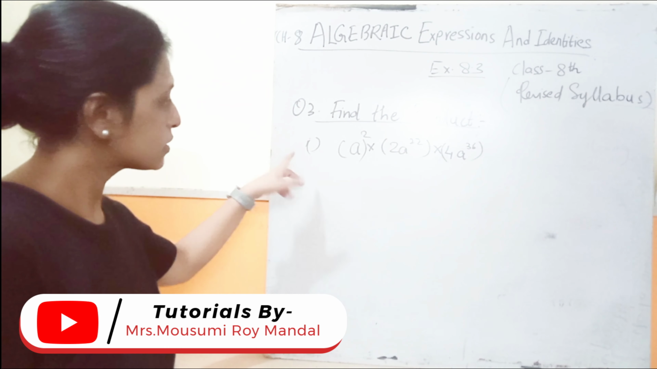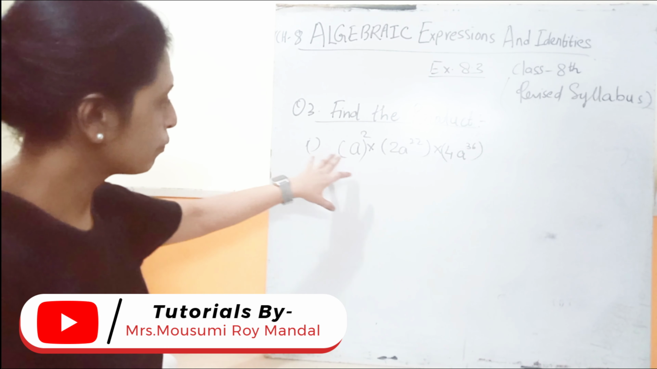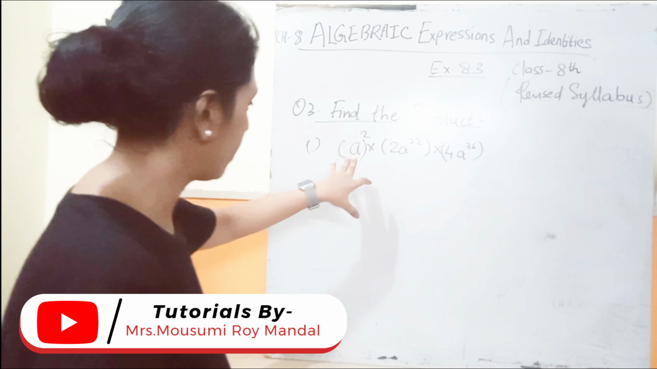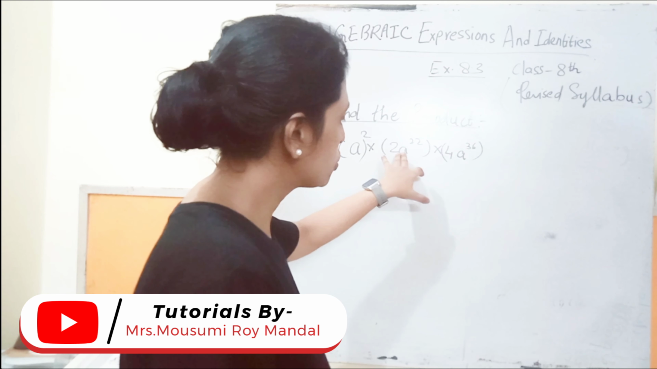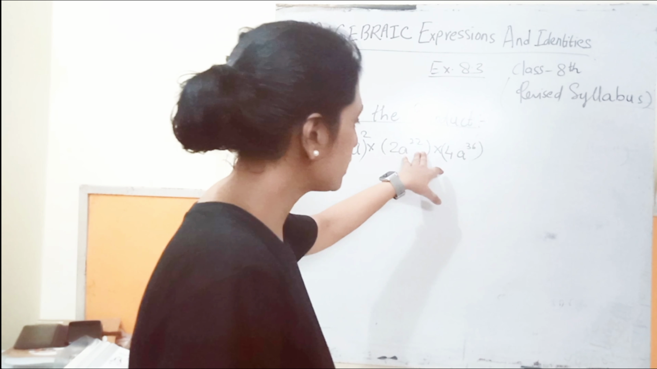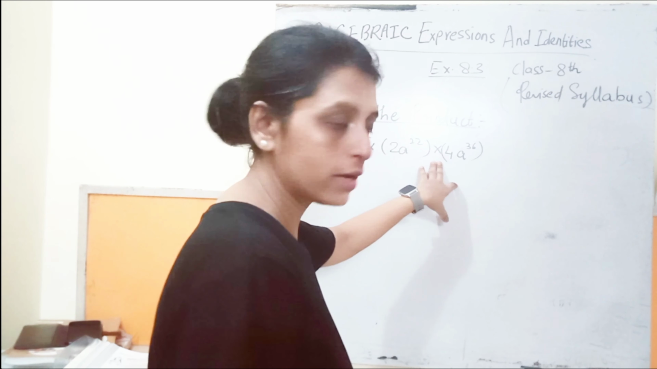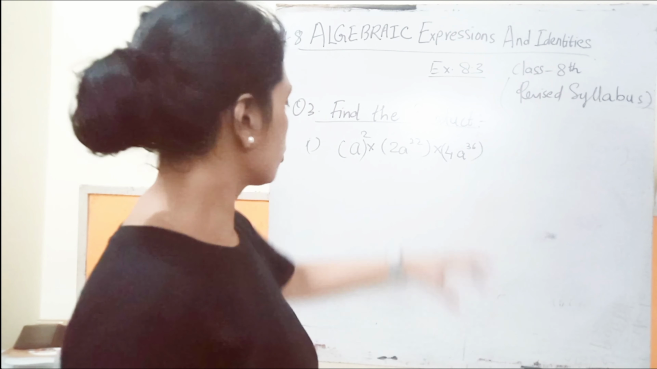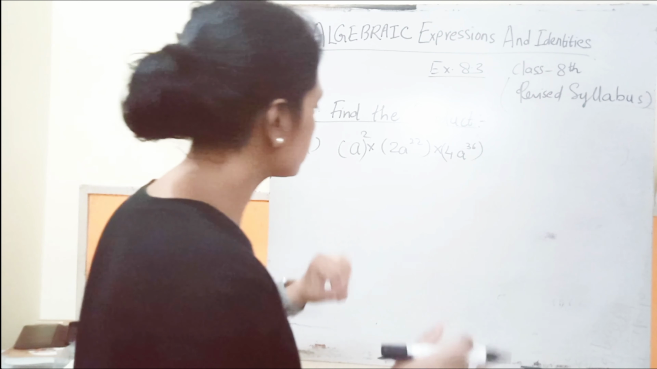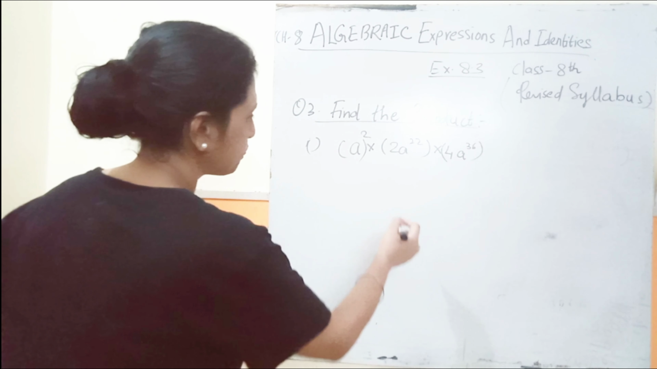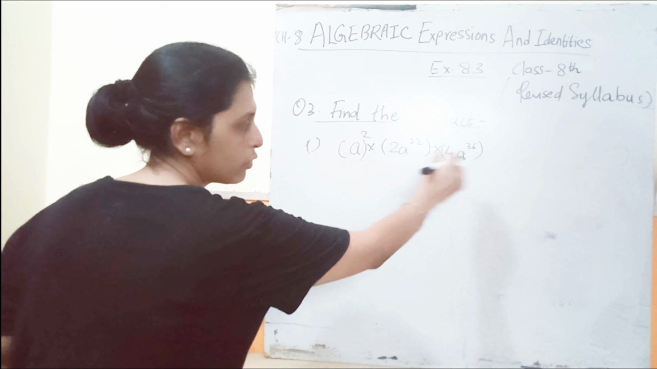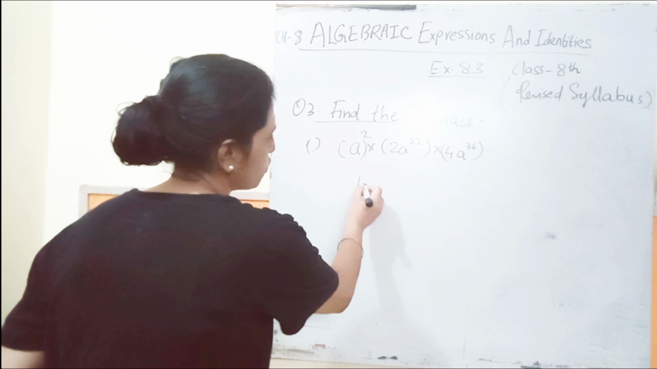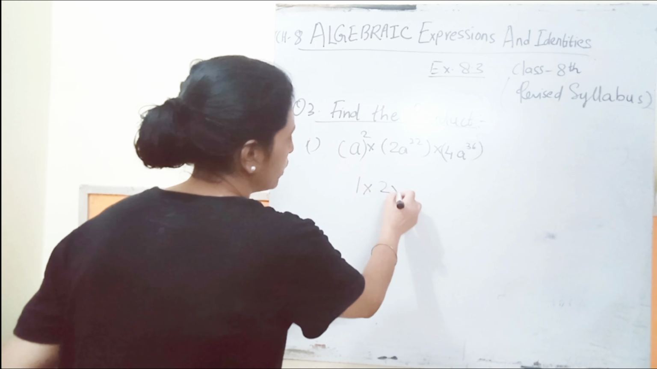Okay, so the first question is a to the power 2 into 2a to the power 22 multiplied by 4a to the power 36. Okay, so we have to multiply this. How will we multiply? Look here. What we are going to do? First we are going to multiply the numerical coefficients. Here nothing is mentioned. It means it is 1 into 2 into 4.